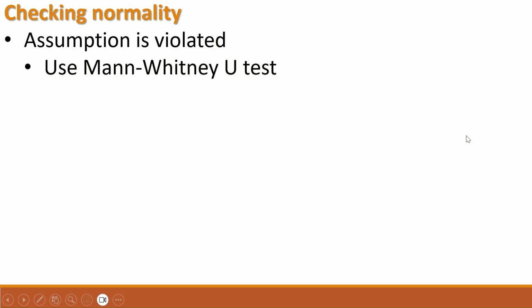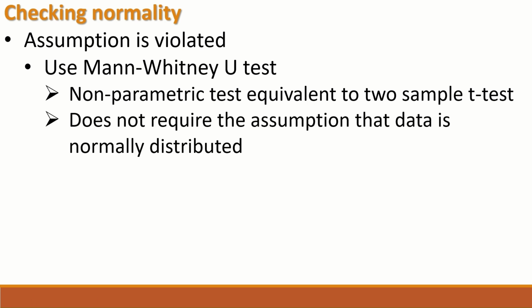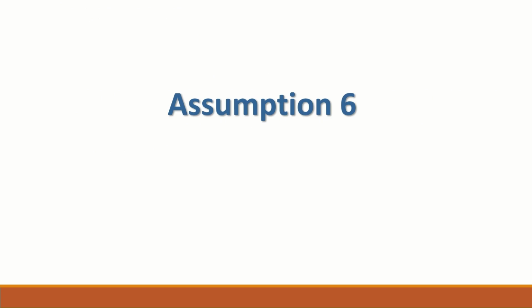test, which is the Mann-Whitney U test, can be used. This test is a non-parametric test that is equivalent to the two sample t-test. It doesn't require the assumption that the data is normally distributed. So if the data are not normally distributed, then this is the test to go for.